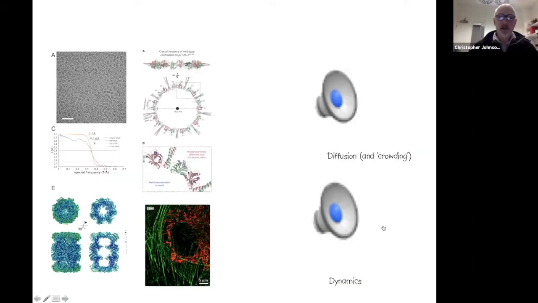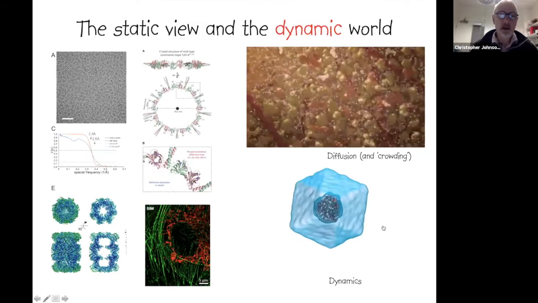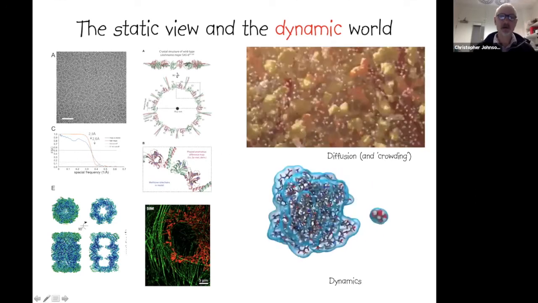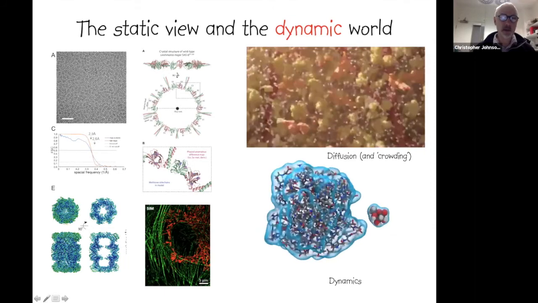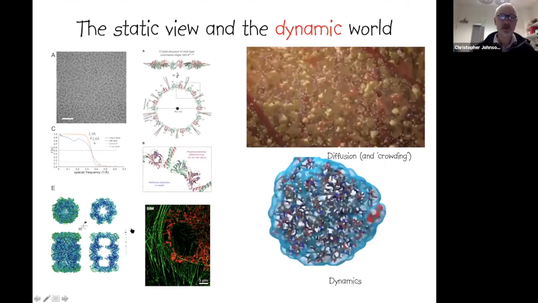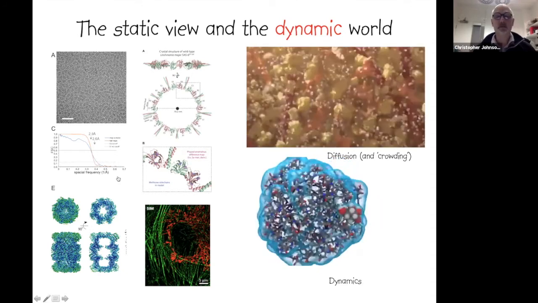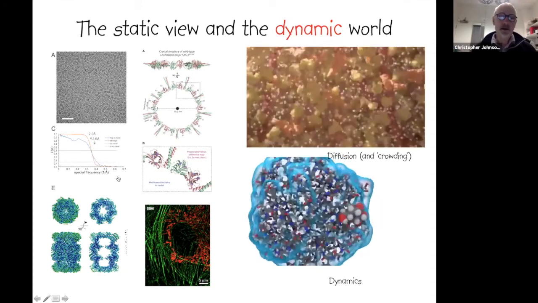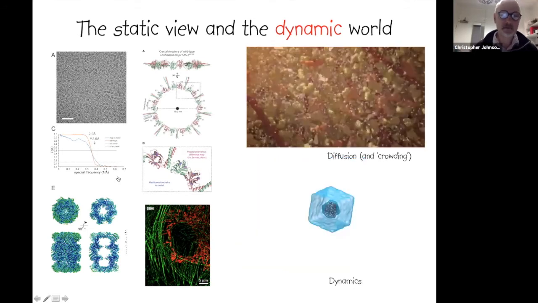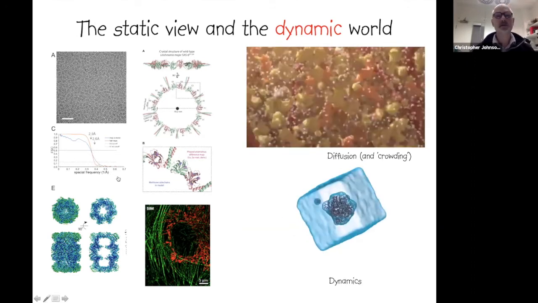So we've talked about dynamics, and one of the things that's quite important to bear in mind when we see these very elegant structures, this is a structure determined by X-ray crystallography in the LMB, and here's a cryo-EM structure, and here's some super resolution imaging pictures or picture. And obviously these convey to us a very static and fixed view, but at atomic resolution of the biological system of interest.